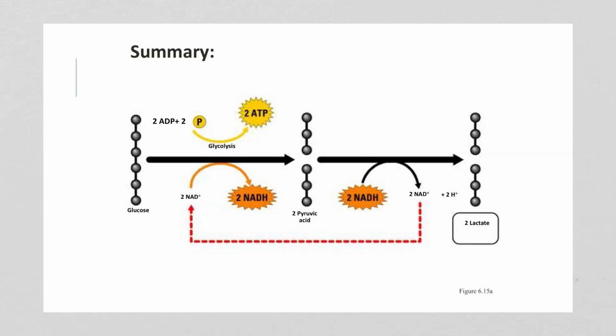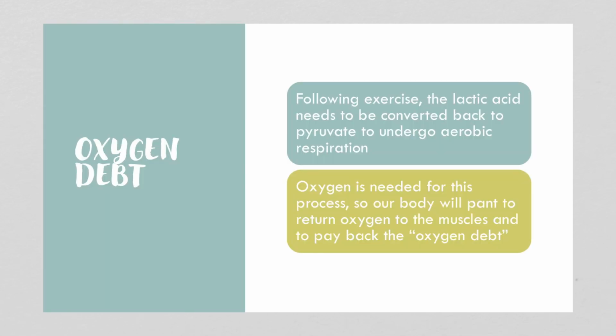So again, this is the same thing. In this case, you end up with glucose, the 2 pyruvate are made, and then we have the restoration of NAD plus and 2 lactate being produced. And see these 2 hydrogen ions, they're what we now think is causing the burn because it's making your muscles more acidic. After you've exercised and you've produced all this lactic acid or lactate, it needs to get converted back to pyruvate to undergo aerobic respiration. We need oxygen for this process, so our body will start to pant to try to get the oxygen back to your muscles and pay back that oxygen debt, so to speak.